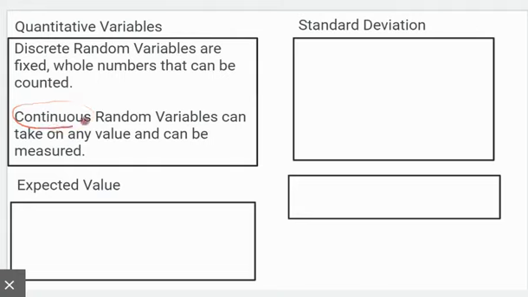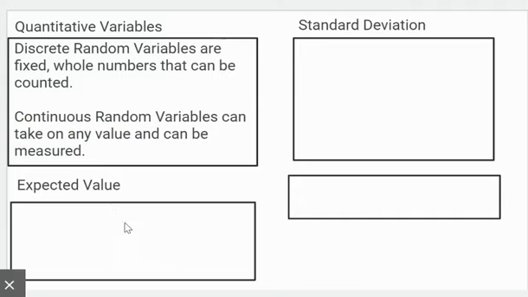Continuous random variables are variables that can be measured and they can take on any value. So for example, the amount of water in a water bottle, the number of ounces, you could have 5.2 ounces or 5.27 ounces or 5.92781 ounces. So we're looking at continuous random variables are measured and they can take on any value.